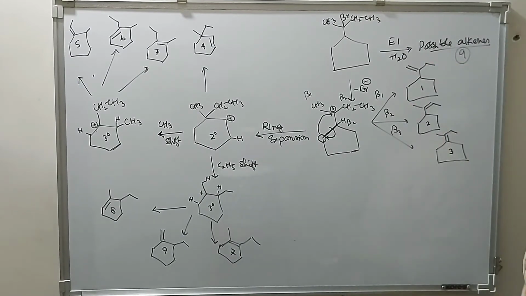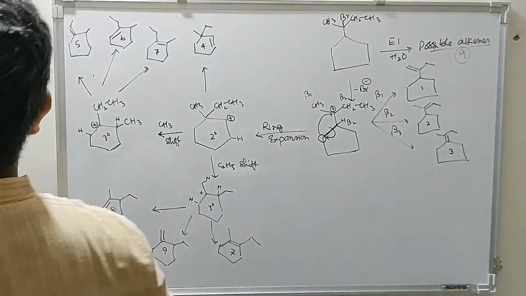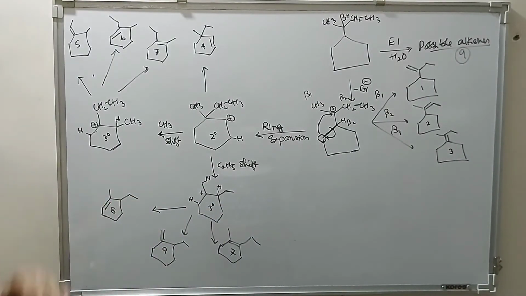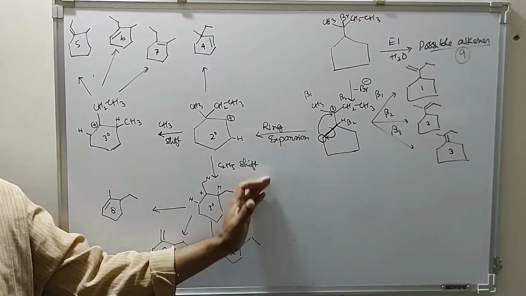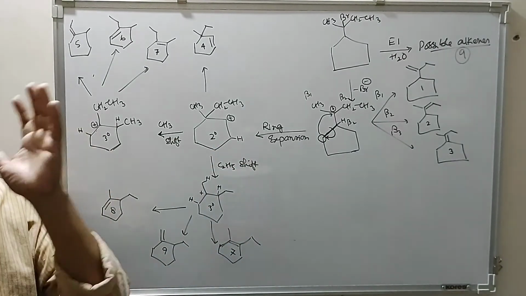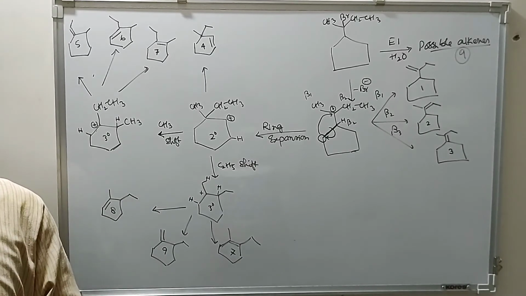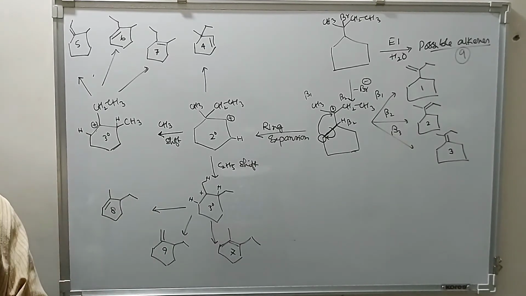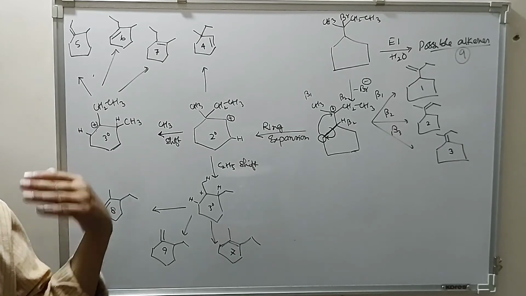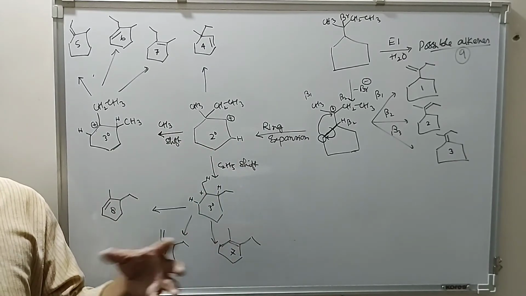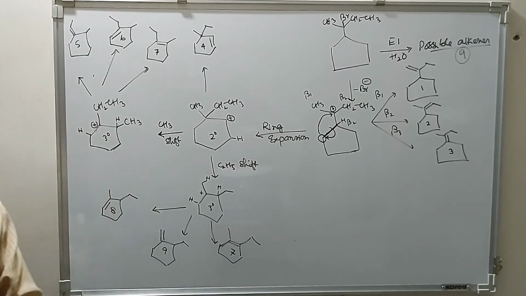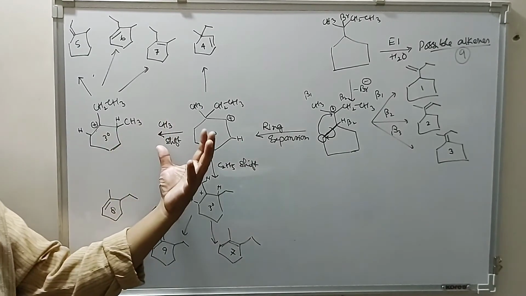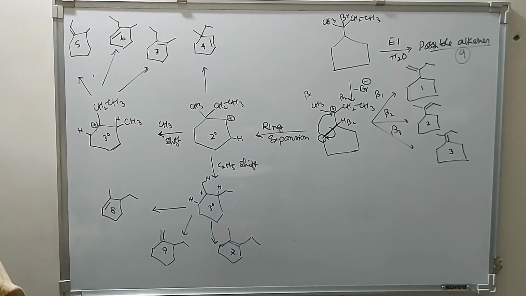So this is all about the rearrangement of carbocations. During the course of carbocation formation in E1, there is always a rearrangement of carbocation. So whenever there is a possibility of rearrangement, there may be some abnormal products. This abnormality is only because of the rearrangement of carbocations. So this is a brief idea of this E1 reaction.